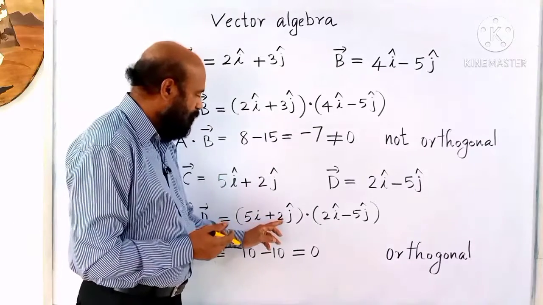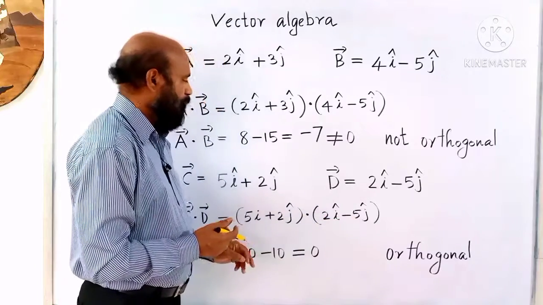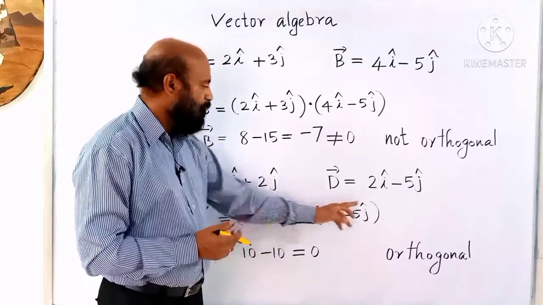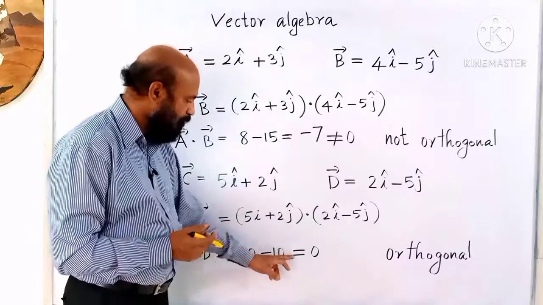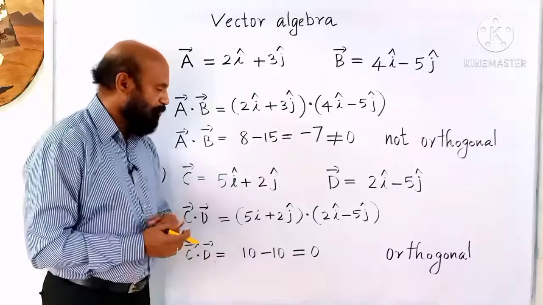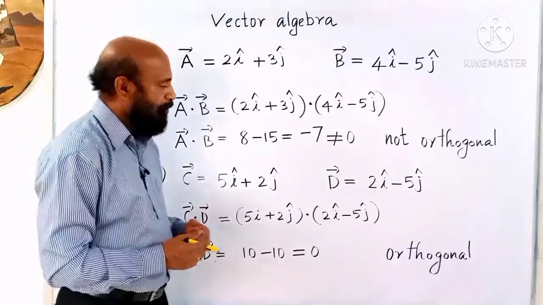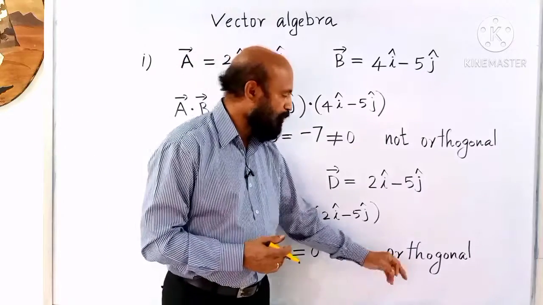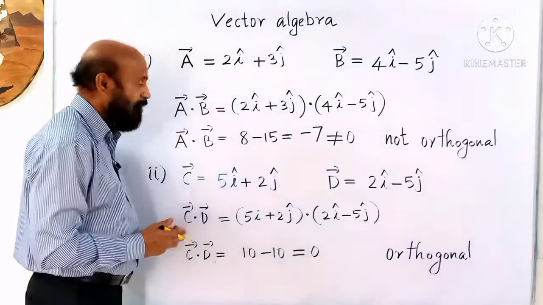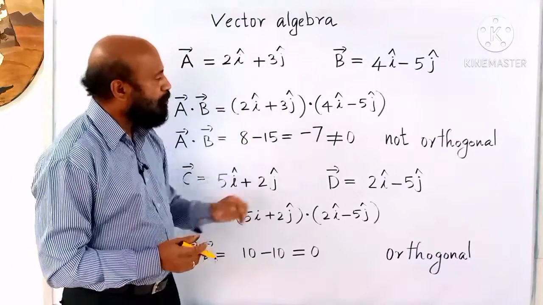Next, this with this. 2 into minus 5, minus 10, j dot j is 1. So 10 minus 10, 0. So you are getting 0. Dot product is 0. That means vectors are perpendicular. When vectors are perpendicular, it is known as orthogonal. So the C and D are orthogonal vectors. A and B are not orthogonal.